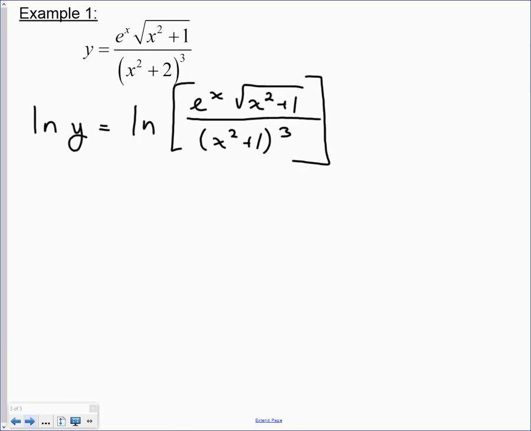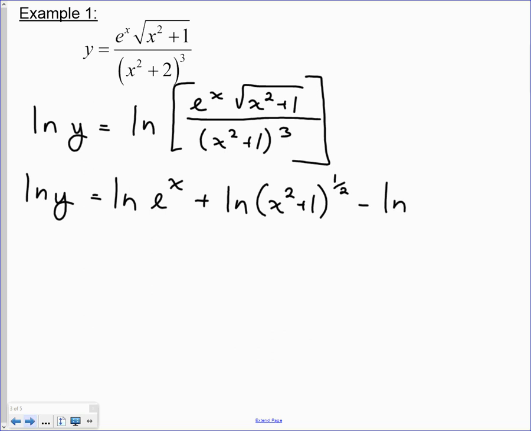And now we want to simplify using the laws of logarithms. There's nothing we can do on the left-hand side. But on the right-hand side, up in the numerator we've got two expressions multiplied together, so we can write those as separate logarithms which are added together. That's going to be ln e to the x plus ln root x squared plus 1. In fact, I'm going to rewrite square root of x squared plus 1 as x squared plus 1 all to the 1/2. And because that's divided by x squared plus 2 cubed, we can subtract the logarithm of x squared plus 2 all cubed.